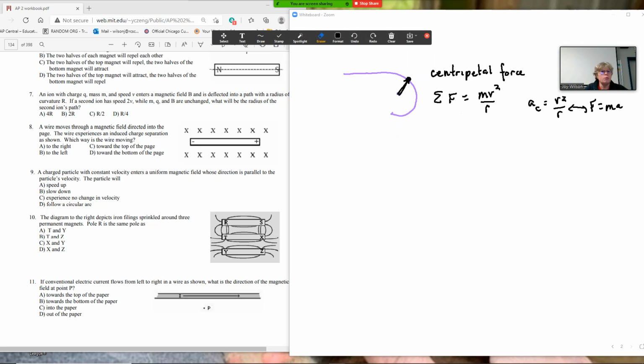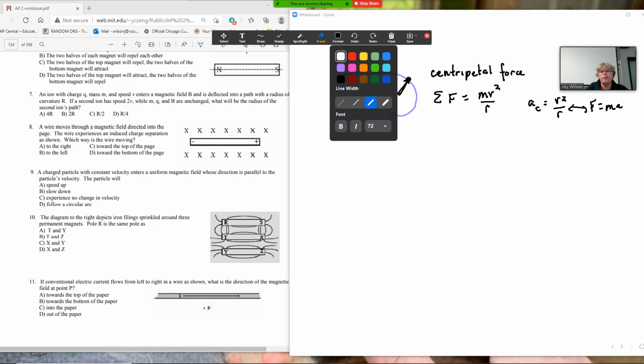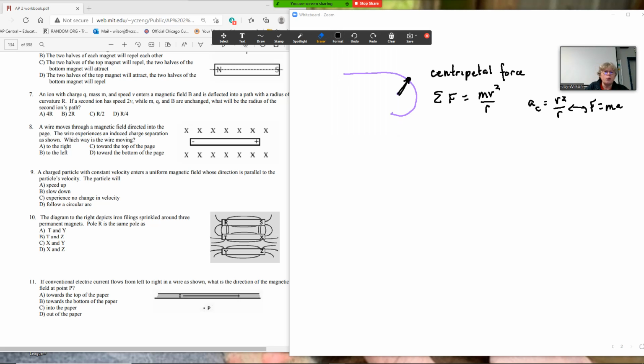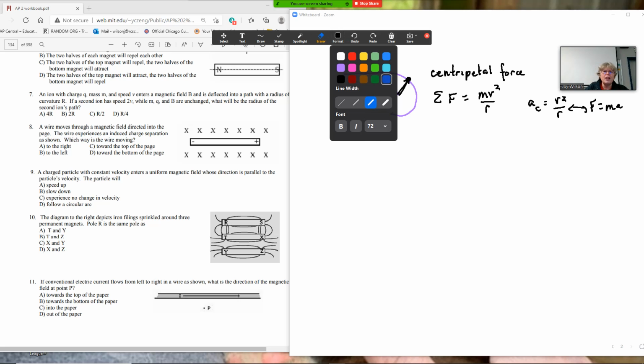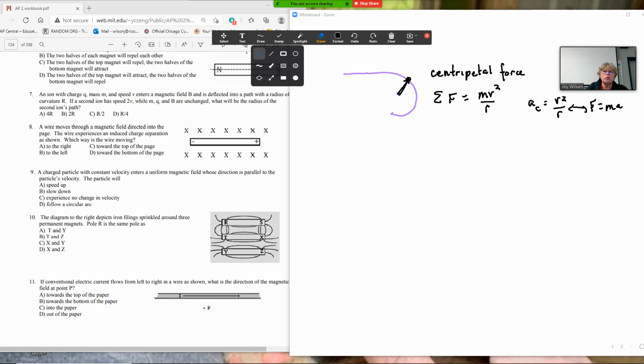So since it's moving in a circle, we have this piece. We also know that the reason it is moving in a circle is because the magnetic force makes it move in a circle. So force magnetic is QvB sine theta, and I'll talk about how the angle comes in, and this equals mv squared over r.